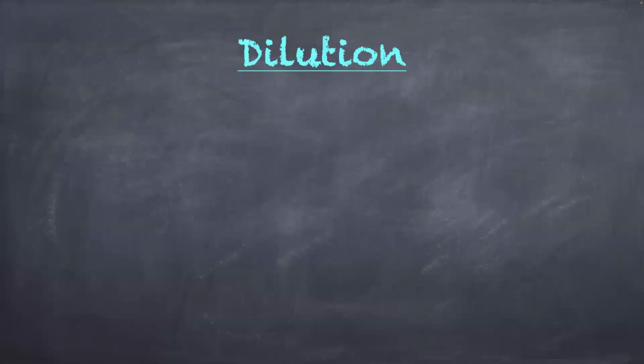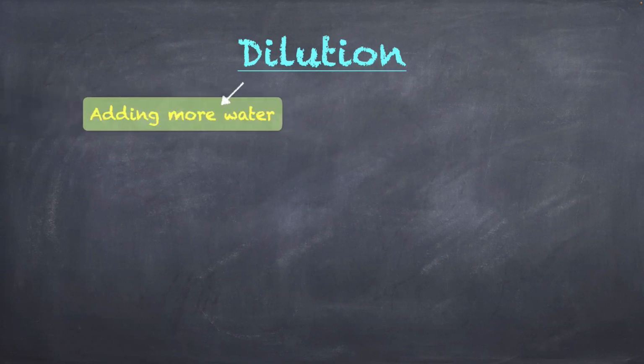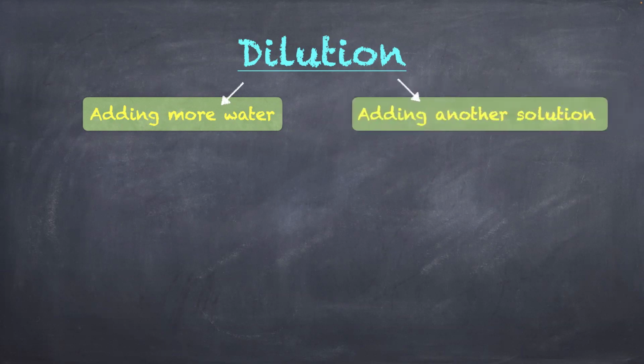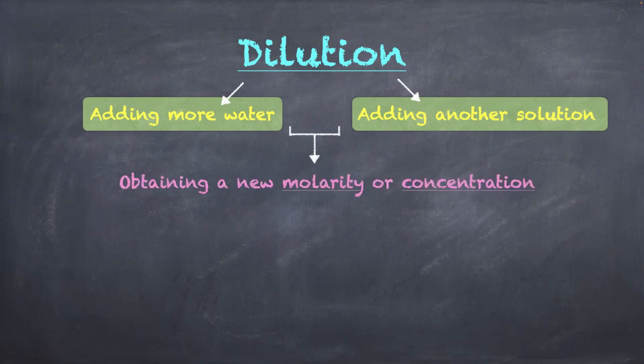So this video is about dilution, basically meaning when we have a solution and we're changing the concentration of that. This can happen in two ways. Let's say we have a solution and we add more water to it, so the volume is changing, or we have a solution and we mix it with another solution. Again, the total volume is going to be changing, so this will result in a new concentration being obtained.